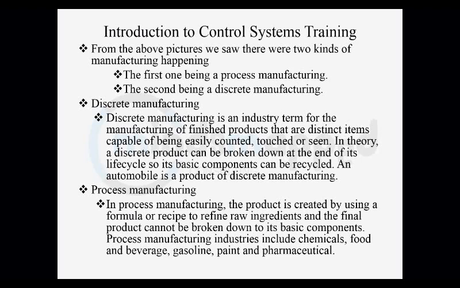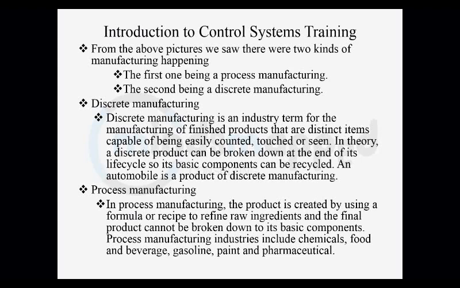Then there is process manufacturing. In process, you're actually trying to follow a recipe or a formula. You're following some steps. You are subjecting your raw material, your input material, to some kind of steps, some recipe. You are heating it, cooling it, you are crystallizing it to obtain your final finished product. Unlike discrete manufacturing, at the end of the finished product's life cycle, you cannot break it down to obtain the raw material again, right?